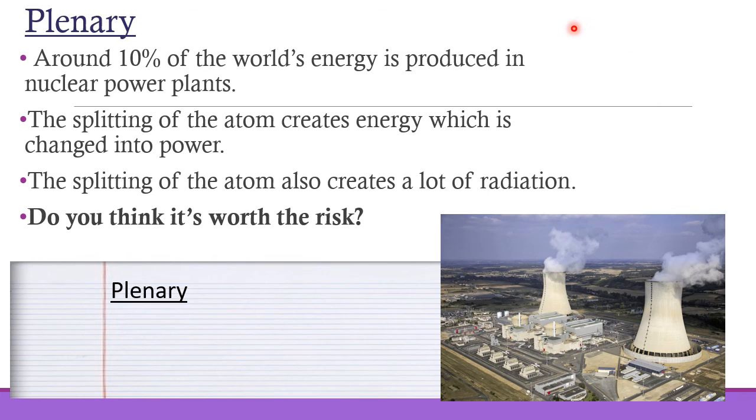Now, our final task of the day is to consider the implications of nuclear power. So we've been investigating, haven't we, in English and humanities, in addition to science, the implications of when things can go wrong at a nuclear power plant, or when radiation goes wrong. So around 10% of the world's energy is produced in nuclear power plants. And the splitting of the atom, or nuclear fission, creates energy which is changed into power. And the splitting of the atom also creates a lot of radiation, as we found out today. Now, do you think it's worth the risk? Knowing how dangerous radiation could be if not controlled, do you think it's worth the risk to create this power?